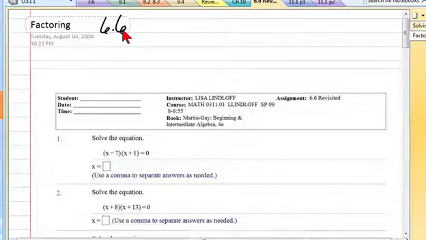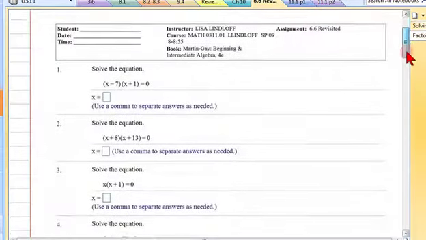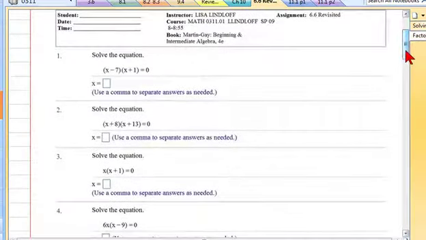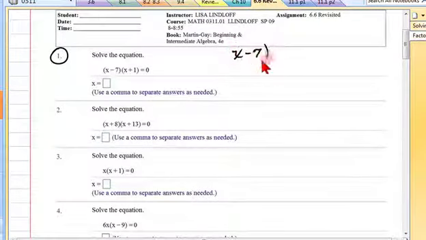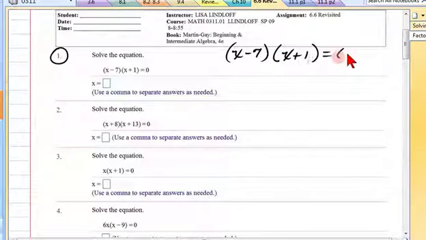Let me make this a little larger. Okay, so I hope that I don't say anything that's new to you in the review. In 6.6, it asks us in problem number 1 to solve the equation (x minus 7) times (x plus 1) equals 0.